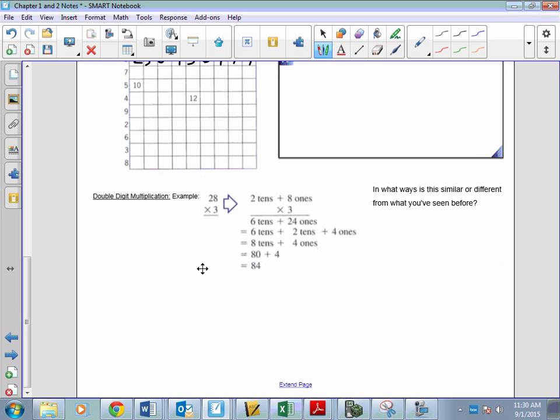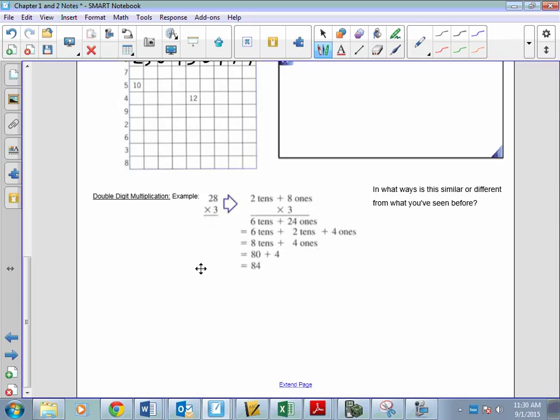Double digit multiplication. So for example, if I have 28 times 3, really it's saying I have 3 times whatever I had up above. Well, the number 28 is 2 tens and 8 ones. So I'm multiplying by 3. I now have 3 times as many of those things. 8 times 3 is 24. So now really I have 24 ones.